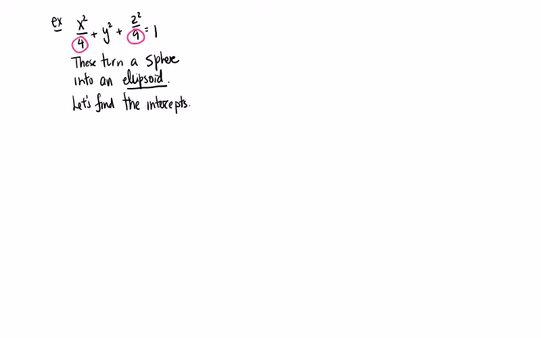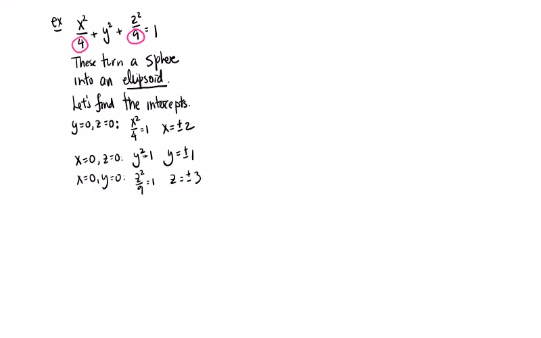Let me be pretty precise about this, right? So for example, when y and z are 0, we get x squared over 4 equals 1. So x is plus or minus 2. When x and z are 0, we get y squared equals 1. So y is plus or minus 1. And when x and y are 0, we get z squared over 9 is 1. So z is plus or minus 3.